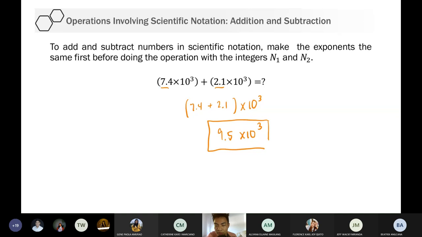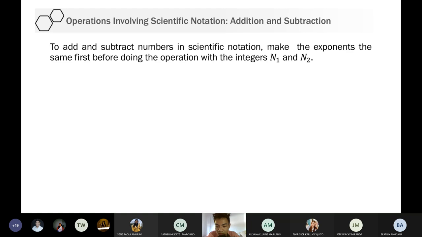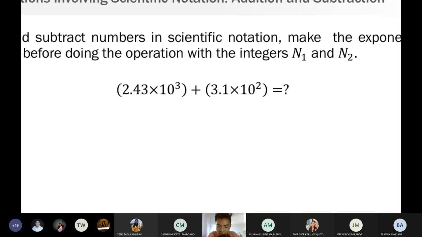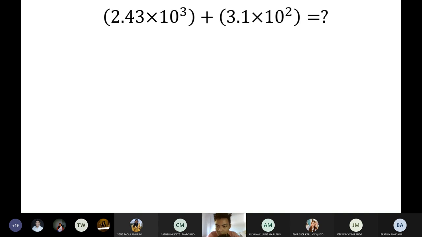So that's how you add numbers written in scientific notation. Again, you check if the exponents are the same. Okay. Once the exponents are the same, you add your coefficients, okay? So we ended up with the same answer, 9.5 times 10 raised to 3. What if your numbers do not have the same exponent, no? So let's have this for example. We have 2.43 times 10 raised to 3 plus 3.1 times 10 raised to 2. Okay, so it is obvious that the exponents are not the same. So how are we going to add them?